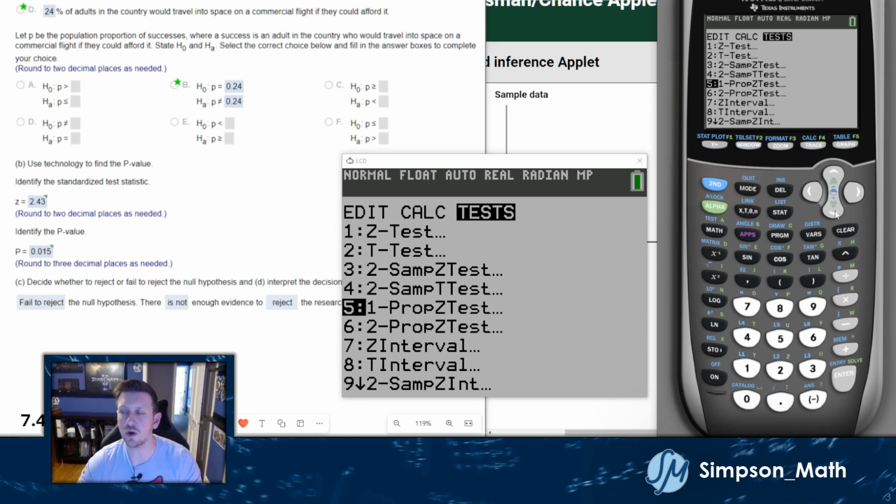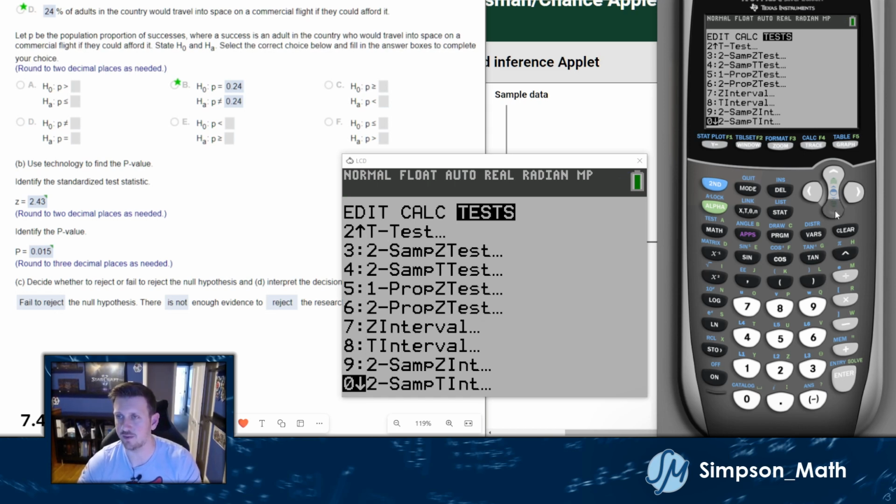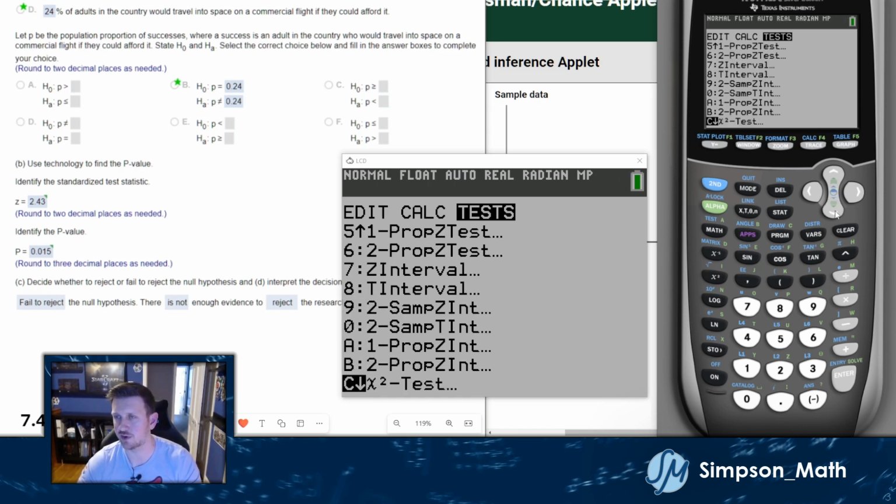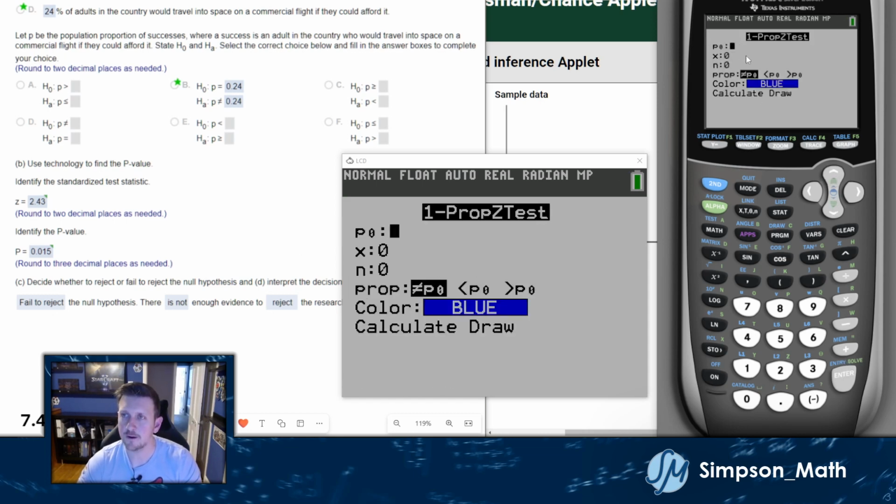So I'm going to do the 1-PropZTest, for one proportion z test. FYI, if you keep going, if you were back in the last chapter, that would be the 1-PropZInt right here. But we're doing the 1-PropZTest. Press enter. All right, and this is very similar to what we just saw in the Rossman Chance applet.